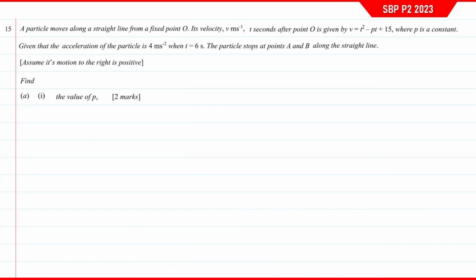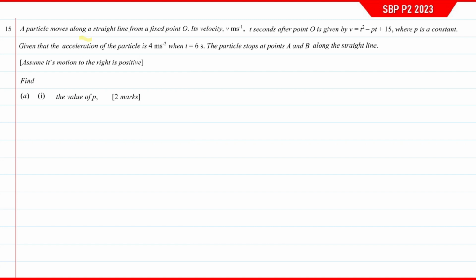Question number 15. A particle moves along a straight line from a fixed point O. Its velocity v, t seconds after leaving point O, is given by v equals t squared minus pt plus 15, where p is a constant. Given that the acceleration of the particle is 4 when t is equal to 6, the particle stops at points A and B along the straight line. Find A1, the value of p.